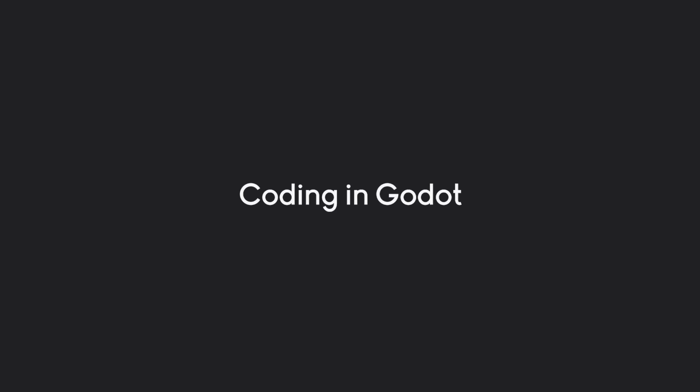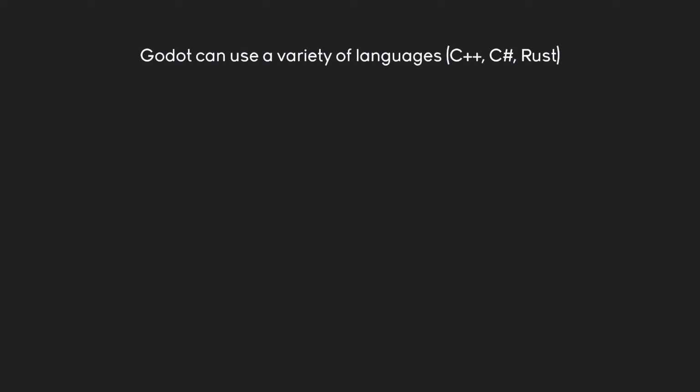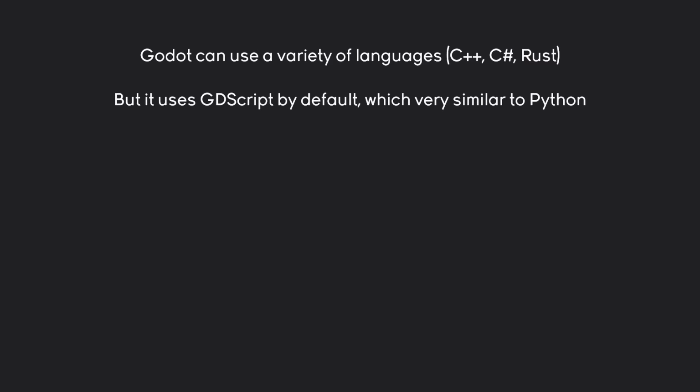In this part, we're going to start coding in Godot. And Godot supports quite a few different programming languages. Some really big ones are C++, C Sharp, and Rust. However, by default, Godot uses what is called GDScript, which is incredibly similar to Python. In fact, if you know Python, you basically know GDScript. Since that is the easiest one to get started with, it's also the one I will be using.